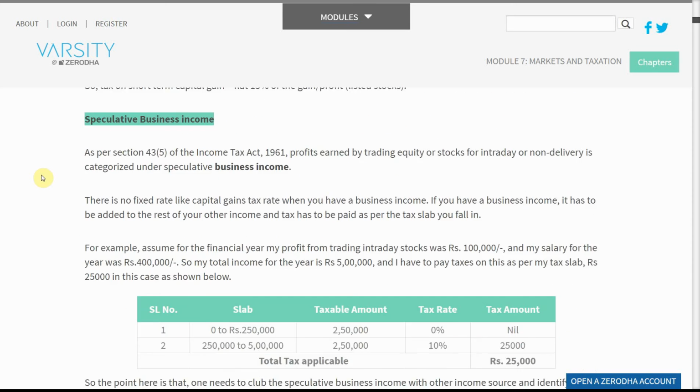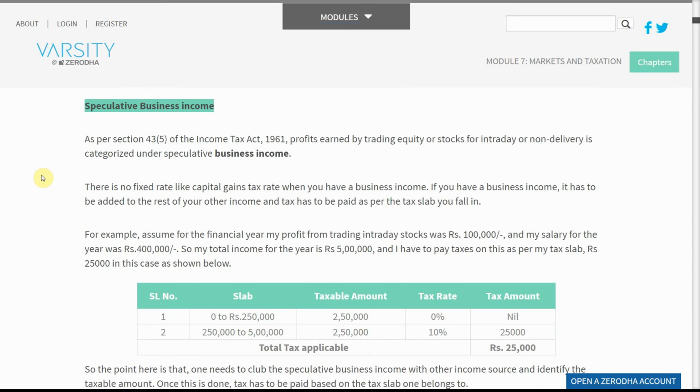Speculative business income, as per Section 43(5) of the Income Tax Act, 1961. Profits earned by trading equity or stocks for intraday or non-delivery is categorized under speculative business income. There is no fixed rate like capital gains tax rate when you have a business income. If you have a business income, it has to be added to the rest of your other income and tax has to be paid as per the tax slab you fall in.